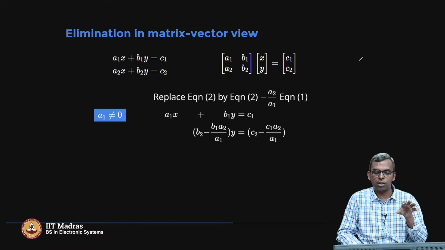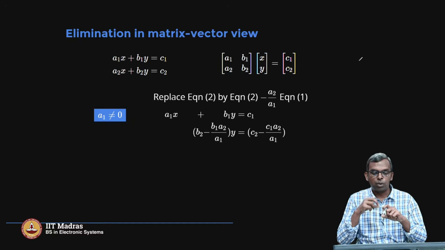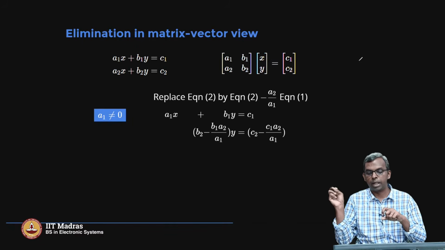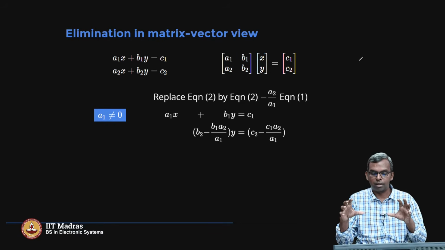So this elimination process was what? Instead of equation 2, we are going to replace it with equation 2 minus a2 by a1 into equation 1, of course assuming a1 is not 0. So you get two equations now, a1x plus b1y equals c1. The first equation remains as it is. The second equation becomes this modified form, right? It doesn't have x because we've eliminated x. It only has y, b2 minus b1 a2 by a1 into y equals c2 minus c1 a2 by a1. Okay, so that's the two equation.